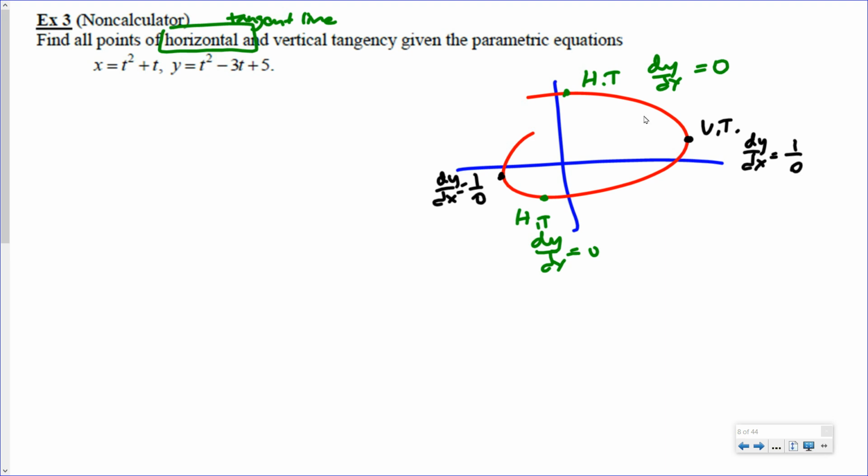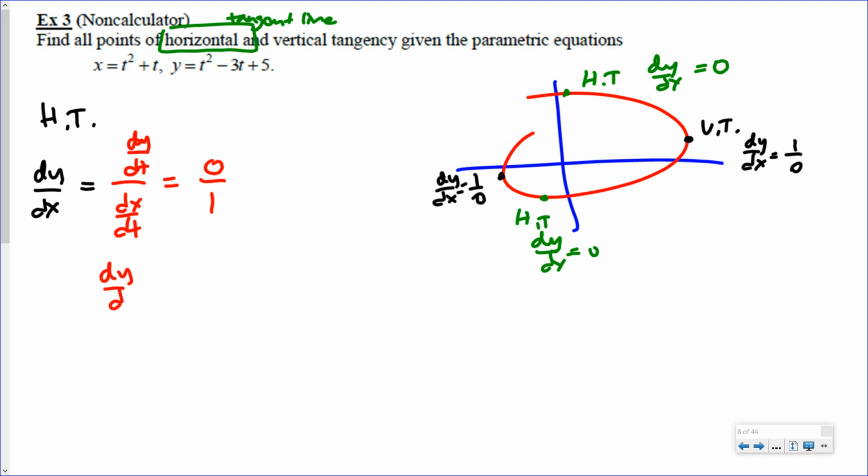Okay. Knowing what we know then, if we wanted to find a horizontal tangent line, what that would mean is that dy/dx is equal to 0. That's what you told me. But since we have parametrics, what that really means is dy/dt over dx/dt is equal to 0. And really not just 0, 0 over 1, right? So if I cross multiply, what does this really mean? That dy/dt is equal to 0. And that's what you need to know.